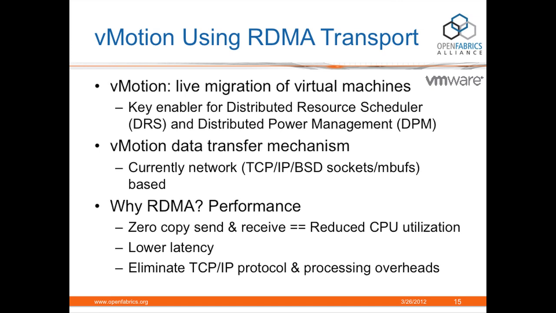So why would you look at RDMA? For the obvious reasons. This is a classic use case for RDMA where you can benefit from zero copy sends and receives, thereby reducing CPU utilization in the hypervisor. RDMA offers lower latency and it eliminates the entire TCP/IP stack and protocol overhead.